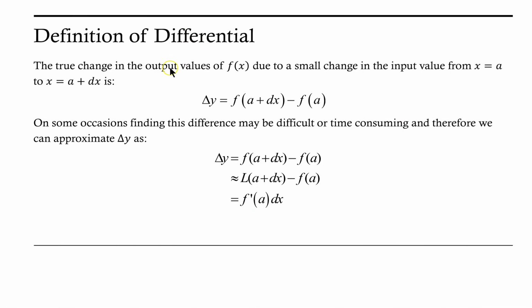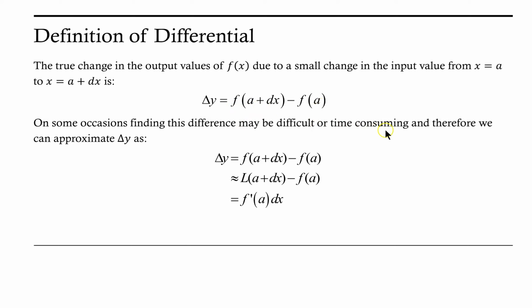So the true change in the output values of f of x due to a small change in the input values from x equals a to x equals a plus dx is written this way. Delta y equals f at a plus dx minus f of a. Now, on some occasions, finding the difference may be difficult. So it may be difficult to find the difference between f of a plus dx and f of a.